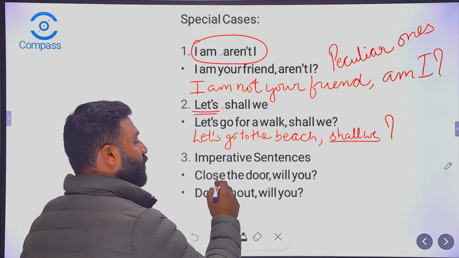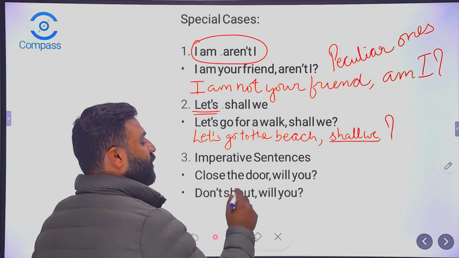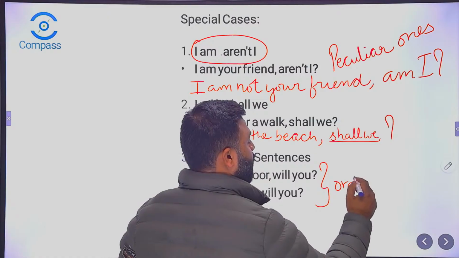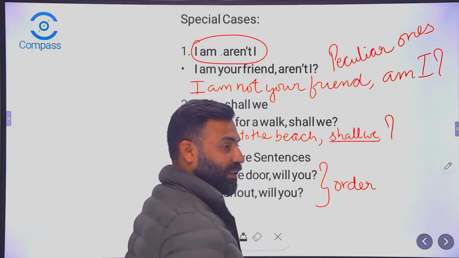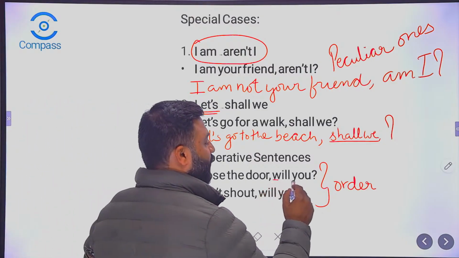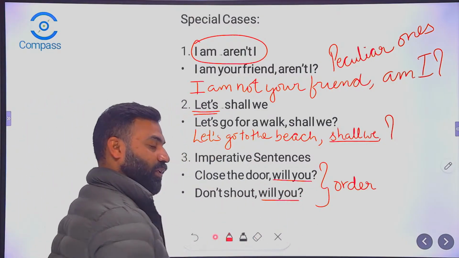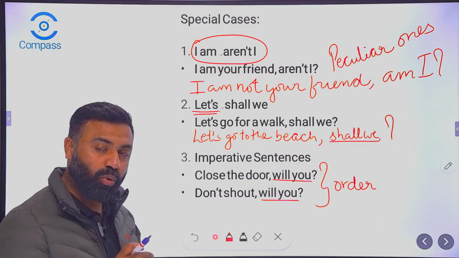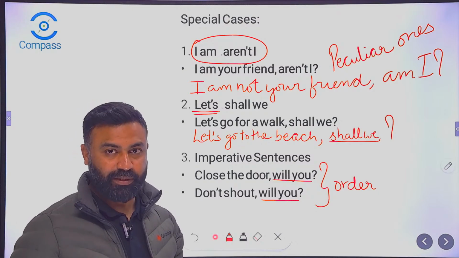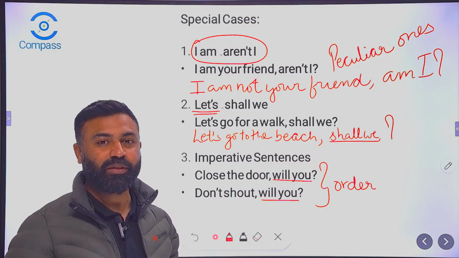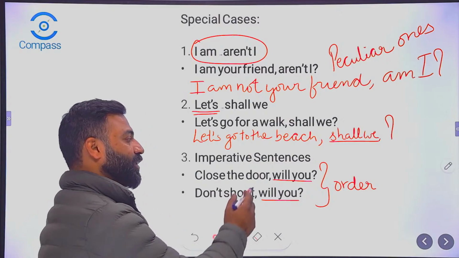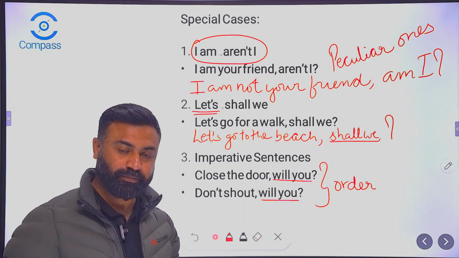Now, close the door, will you? Don't shout, will you? This is an order. If you come across any sentence which is an order, you will always write down will you. So close the door, don't shout, will you? Close the door, will you? Stand up, will you? Sit down, will you? Open the window, will you? When it is an order, always use will you.